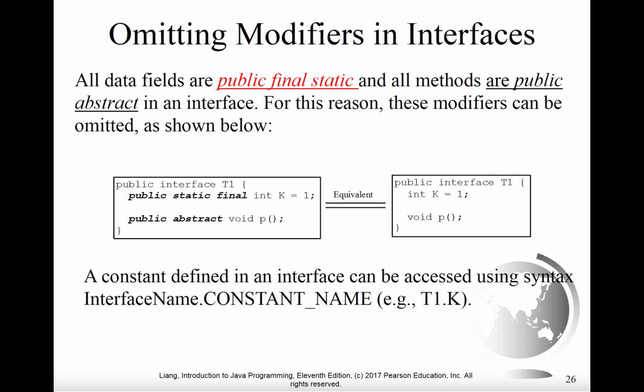This is very similar to the pi constant in the math package. For example, you can say Math.PI. You don't need to implement something and then use pi, but you just put the class name in front, .PI. And similarly, that's what's happening here. You put the interface name dot the constant name.